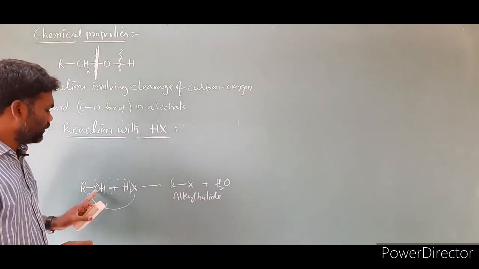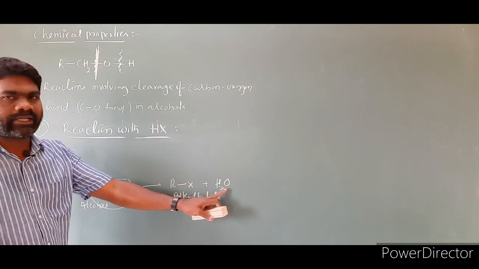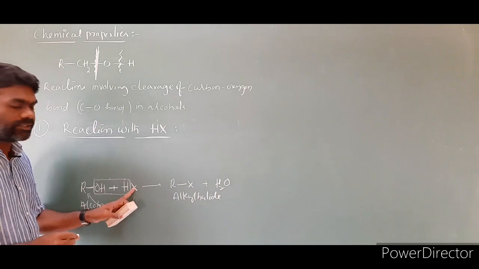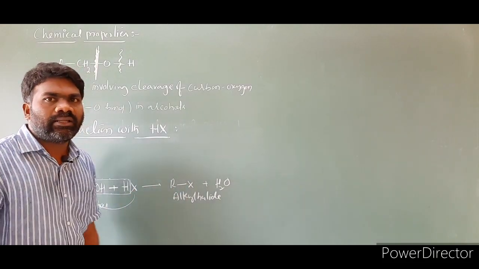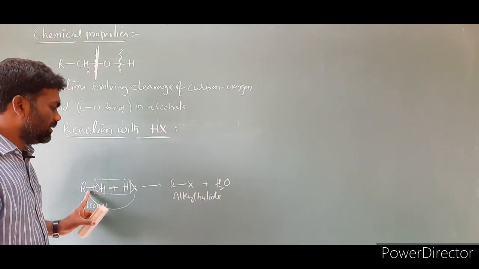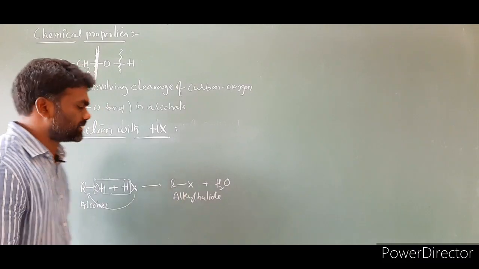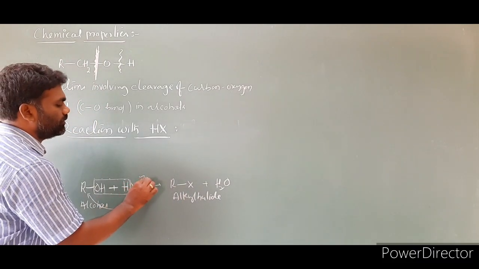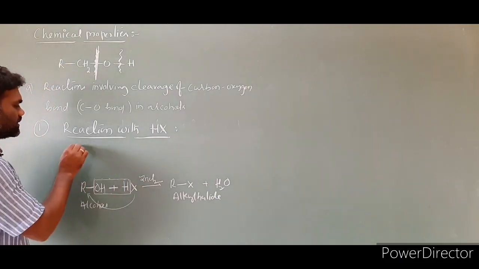So how to write the product? The OH and this hydrogen leave in the form of water, H2O. This halogen X attached to the alkyl group will give RX, which is called an alkyl halide. Write the same sentence: alcohols react with HX to form alkyl halides, and this reaction takes place in the presence of ZnCl2.